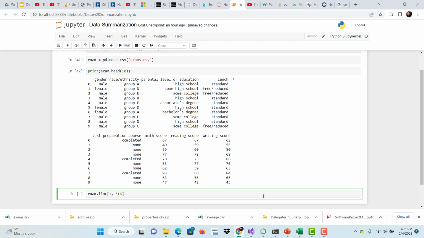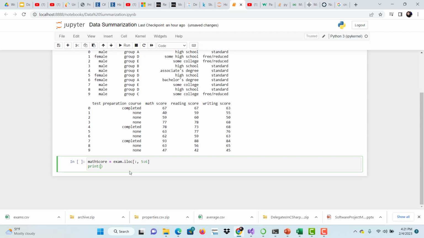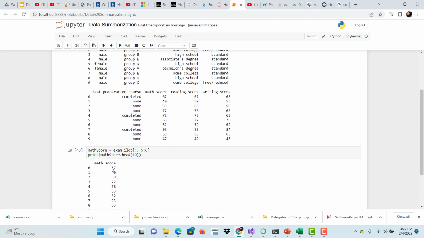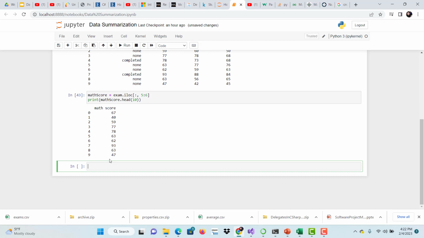I just name this new data frame math score. Like I did at the beginning, let's print out the first 10 data to verify it was correct. Okay, it looks exactly the same as from the entire data frame, so this is correct.